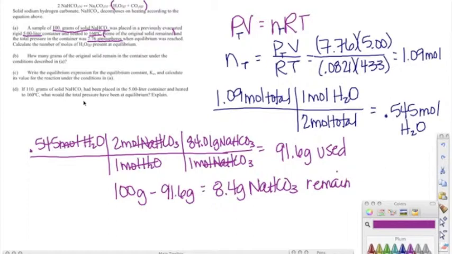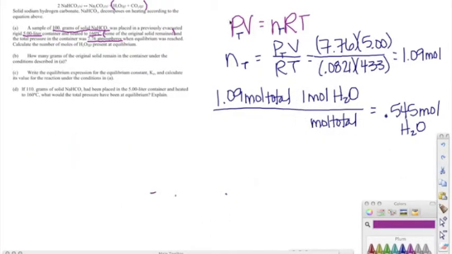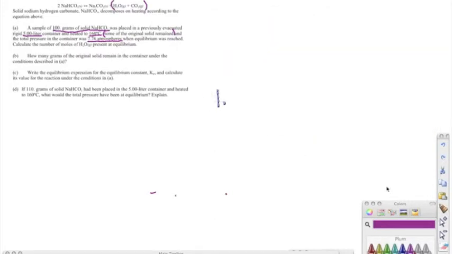Alright, and then C, write the equilibrium expression for Kp, and calculate its value. So let me erase what I've got here just to clear up some space. All right, so here we go.